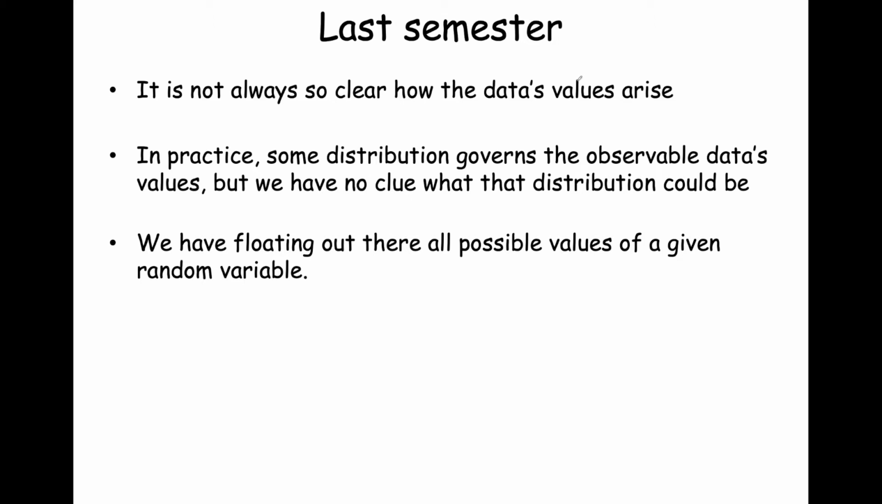Well, that's the good news. The bad news is that we have no clue what this actual underlying distribution could be. We're merely making an educated guess when we cast it in terms of one of those distributions that we've studied. And so we have floating out there all the possible values of a given random variable. If you're talking about temperature, temperature could be a high number, like 95 degrees, or a low number, like today, 30 degrees.